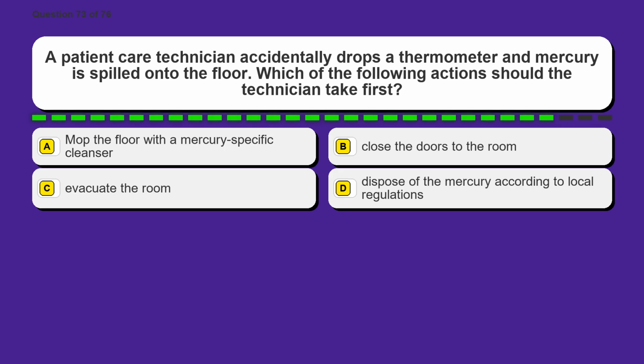Question 73. A patient care technician accidentally drops a thermometer and mercury is spilled onto the floor. Which of the following actions should the technician take first? Option A. Mop the floor with a mercury-specific cleanser. Option B. Close the doors to the room. Option C. Evacuate the room. Option D. Dispose of the mercury according to local regulations.